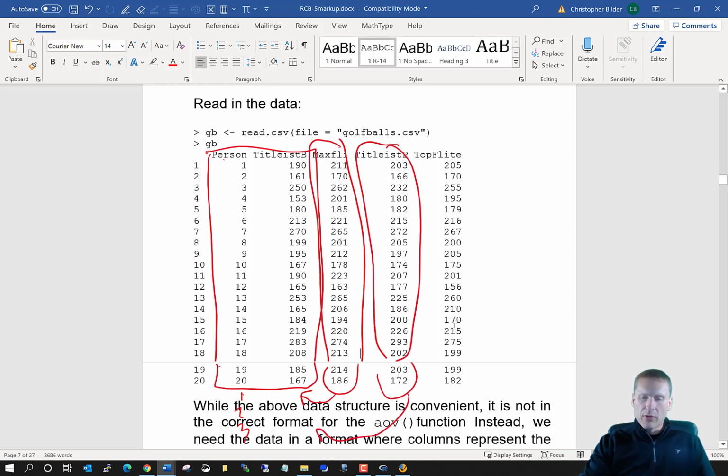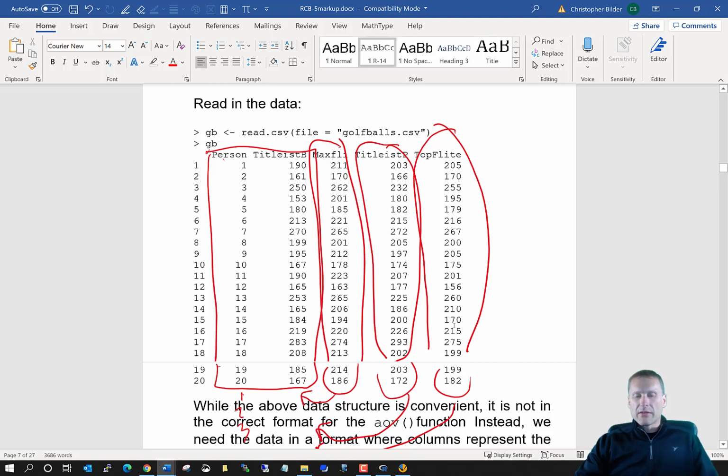I'm going to take that now below where Max Fly is. And I'm going to do the same thing for Top Flite. Take that below where Titleist P is. And again, the reason for this is I want to do some plots. In order to do the plots correctly, I need to reconfigure how my data looks.